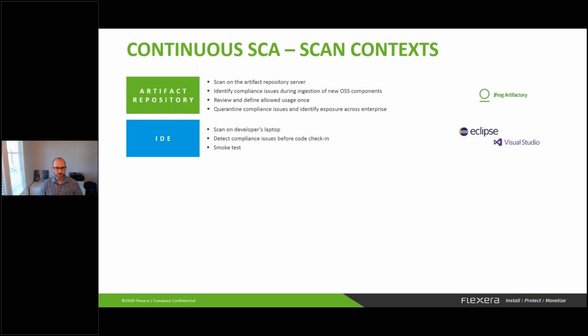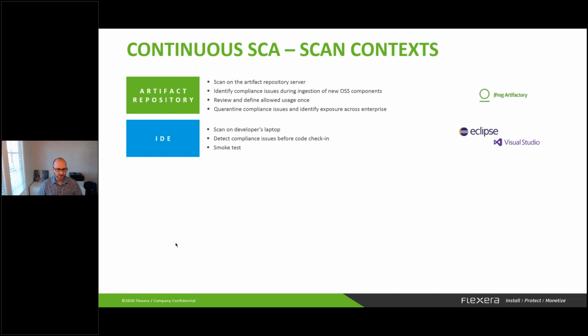So IDEs is where a developer does their work, and it is a place where you have the opportunity to get in front of the developer as early as possible, right? It's a place where you don't have them write the code and then check it in and then realize that we could have fixed the issue early on in the process. So this is part of the shift left or expand left movement.